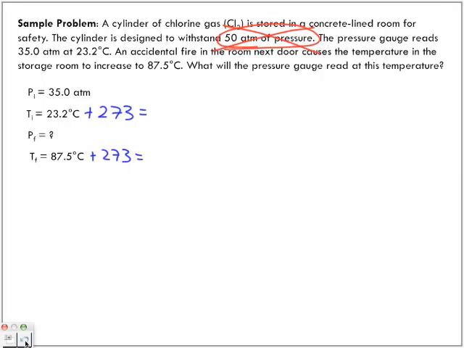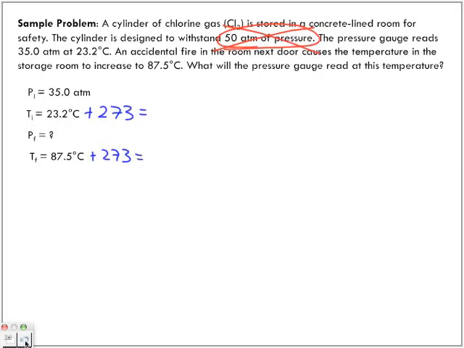Now, of all the laws, we had Boyle's Law, Charles' Law, and Gay-Lussac's Law. Which one of them did not require this change in temperature? Boyle, because according to Boyle, pressure and volume were what we were trying to find. Temperature was what remained constant. So who cares what the temperature was? We don't need to make that conversion. But with these we do.